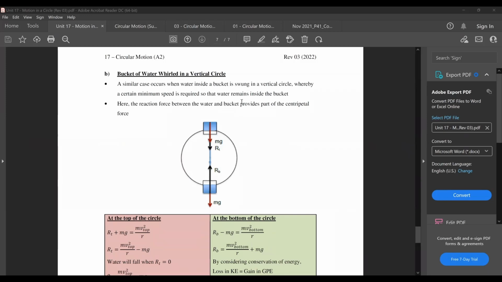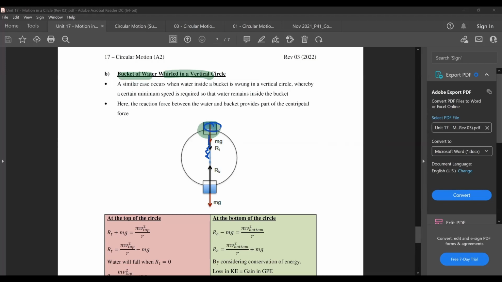There's another last example here, also on something that is being swung in a vertical circle. Now, sometimes rather than having a mass tied to a string that is being swung in a vertical circle, this time we have a bucket of water that is swung in a vertical circle. So I'm sure maybe you have tried this before. You put water inside a bucket and then you try to swing it in a vertical circle. If you don't swing it fast enough, the water inside the bucket will fall down at the top, right? When your bucket reaches the top position, if it's not fast enough, the water inside the bucket will start to fall down, right? So you need to make sure that you are swinging the bucket fast enough so that the water remains inside the bucket.